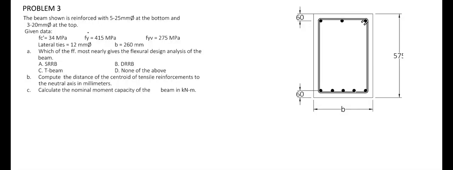In this problem, we are given the beam shown, and it is reinforced with 25 mm diameter bars at the bottom and 3-20 mm diameter bars at the top. Given the data: compressive strength of concrete is 34 megapascals, yielding strength of tensile and compressive reinforcements is 415 megapascals, and the yielding strength of shearing reinforcements is 275 megapascals. Lateral ties are 12 millimeters in diameter, and the base of the beam is 260 millimeters.